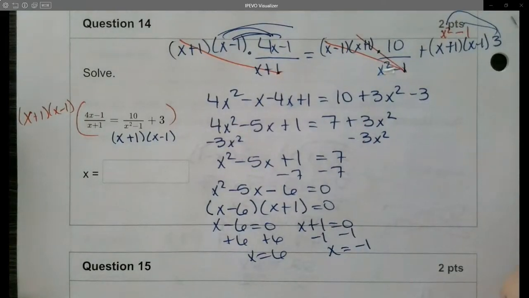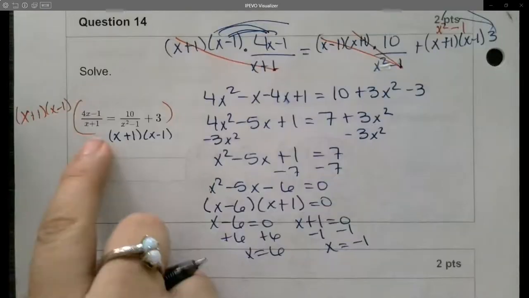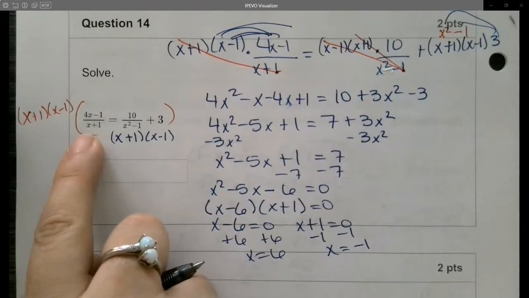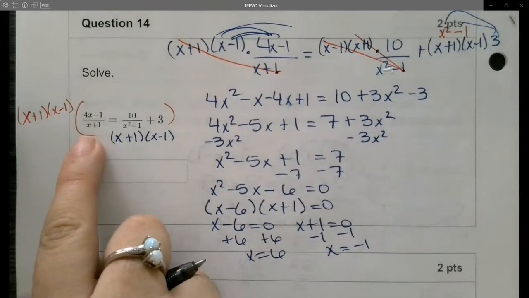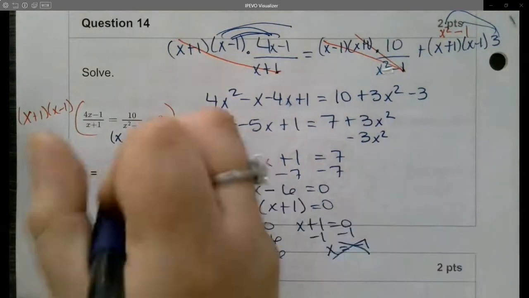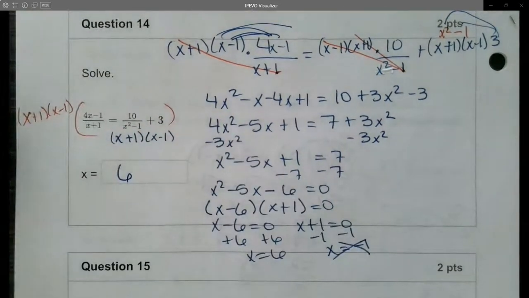If I take a look at my first fraction, if I plug in negative 1 into that denominator, it is going to give me 0. So this one doesn't work. My only answer here is 6.